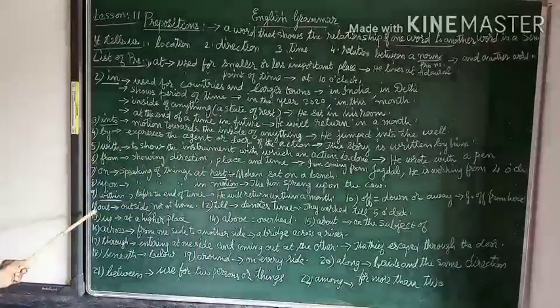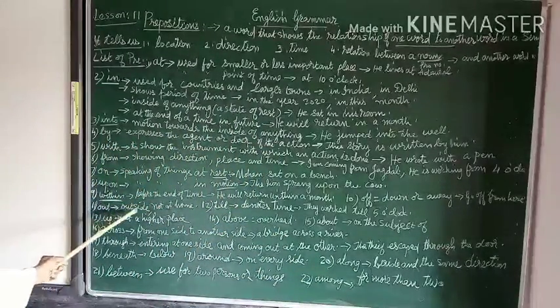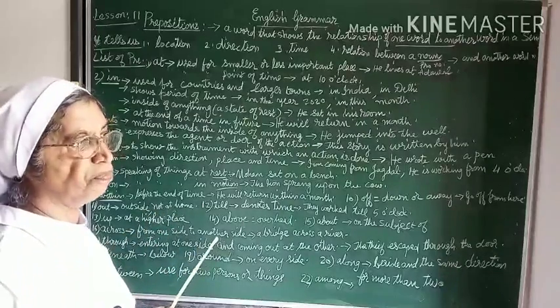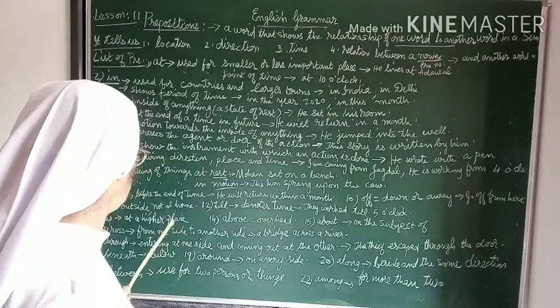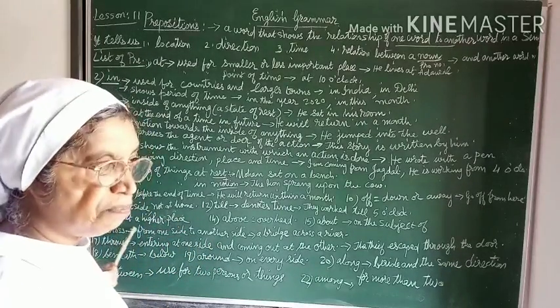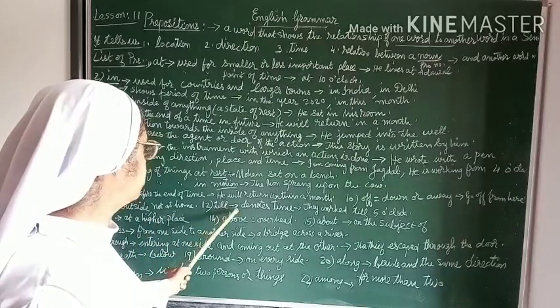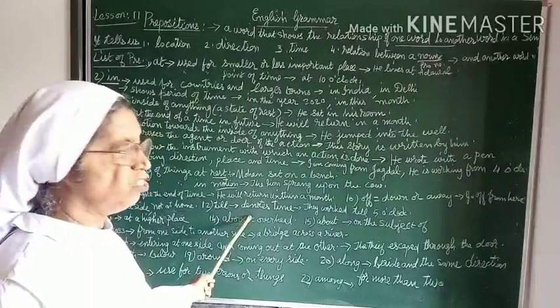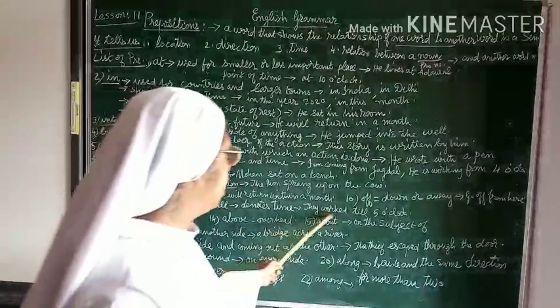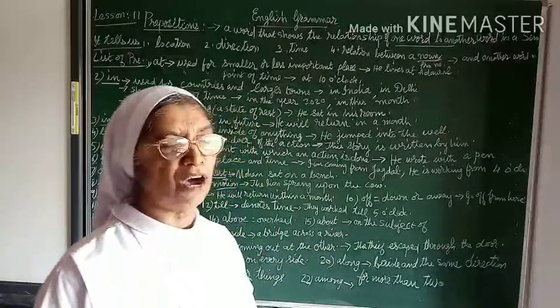Next we have out. Out means outside, not at home. These are all simple things which you know. I just give you the meaning, that's all. Till. Till denotes time. It shows time. They work till 5 o'clock.